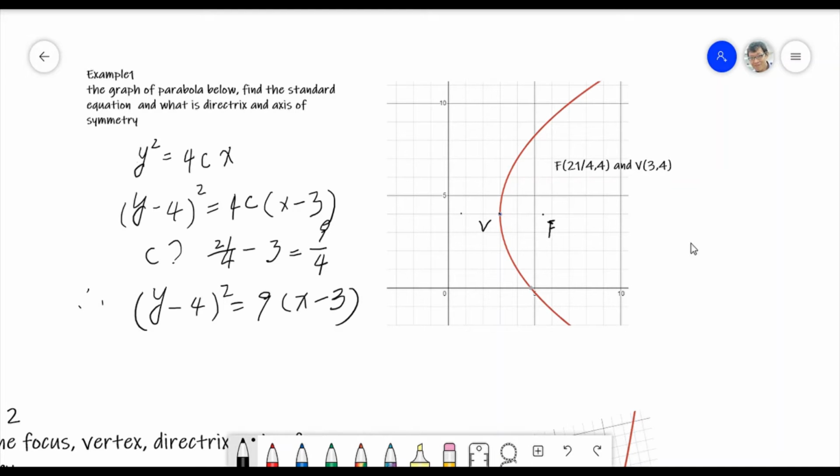Now they ask for the directrix. The directrix, for this orientation, is from the vertex minus c. This is a little different. From the vertex, minus c, gives the directrix. V is 3, right? V is 3.